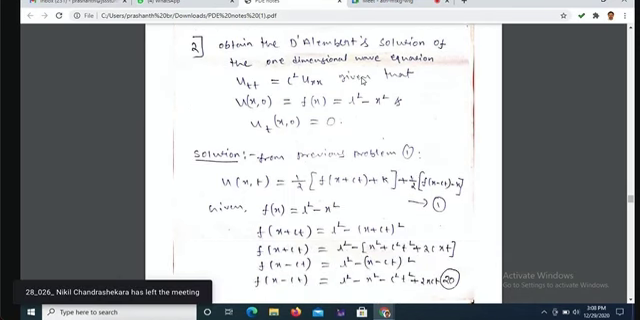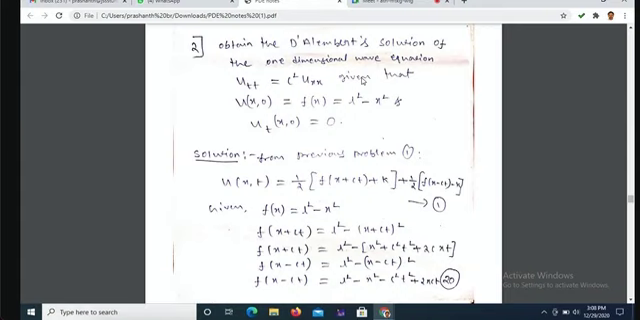Means what? You do it and substitute. See, u of x comma t, already we have this equation from the previous problem. Up to u of x comma t, what we got, up to that you have to write. What is that? 1 by 2 f of x plus ct plus k, plus 1 by 2 f of x minus ct minus k. Correct? Now you just change that. If they give this problem in the exam, you have to write up to that. Got it? Up to equation 1, you have to write again. Then you start now.